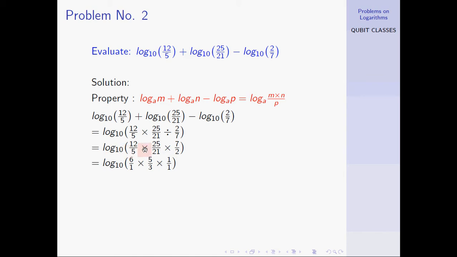Now this 5 and this 25 will give us 1 and 5. This 7 and this 21 will give us 1 and 3. And this 2 and this 12 in the numerator will give us 1 and 6. So on simplifying this, we will get 6 into 5 is 30, and 3 into 1 is 3, which is equal to log of 10 to the base 10.